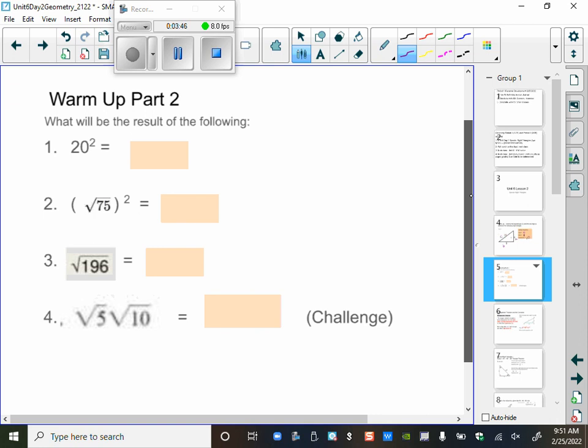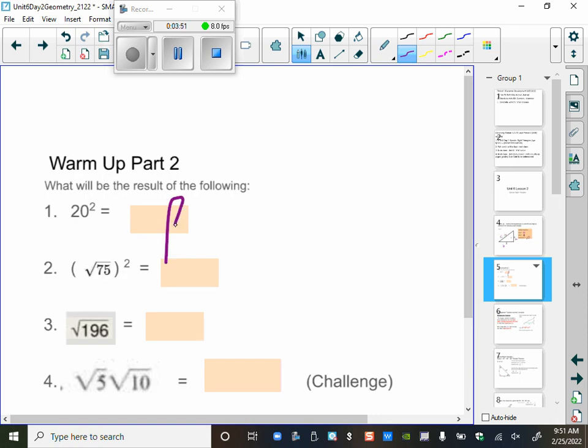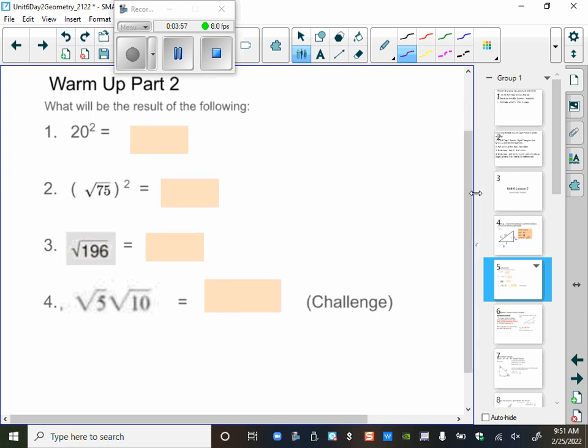Now, did anybody get the third one? 14. So the square of 400, take the square of a square root. These guys just knock each other out. Boom, bye-bye. Just left with the 75 by itself. Square root of 196, 14. Now this last one.